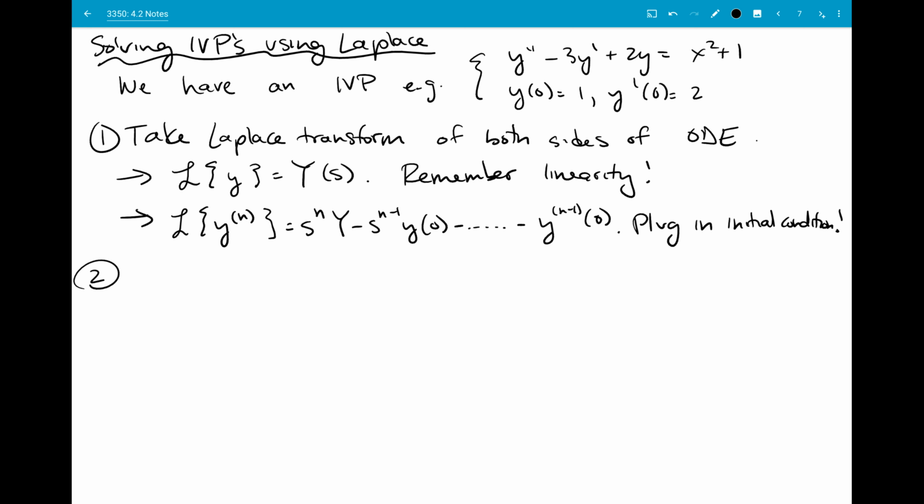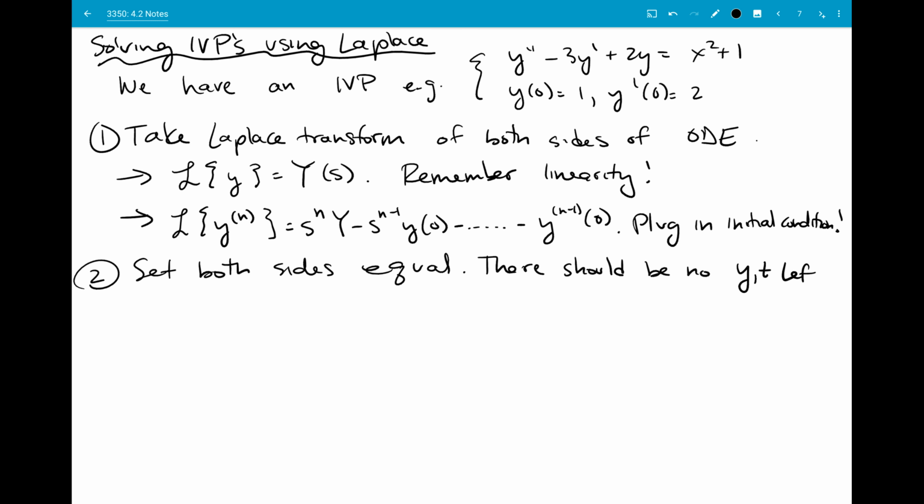Because your next step is to set both sides equal to each other. There should be no y or t left. Oh, sorry. That would have been like t squared plus 1, to just use consistent notation for this section. So once you've taken the Laplace transform of both sides, all of your little y should be capital Y's or initial conditions, and all of your t's would turn into s's.